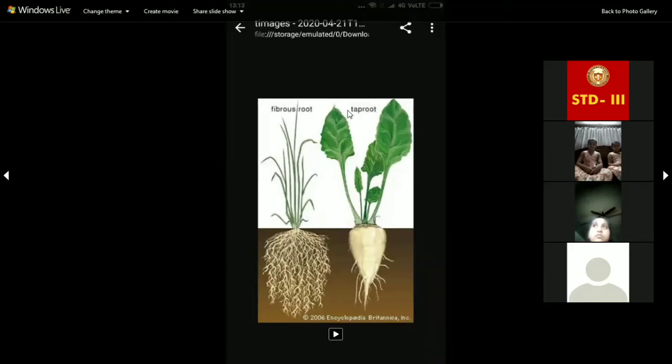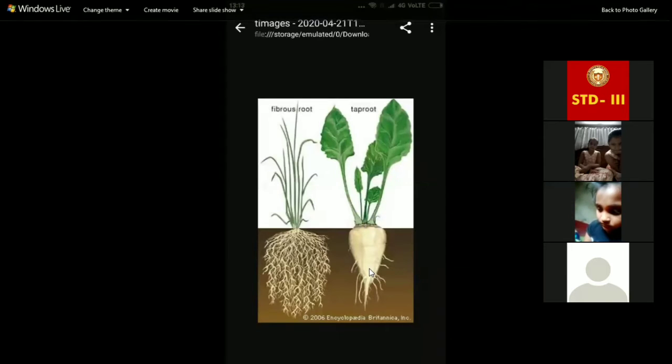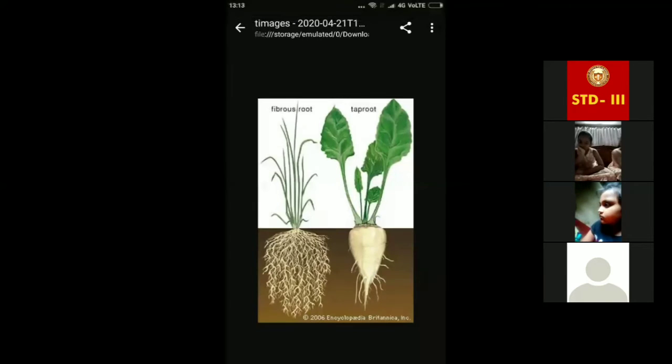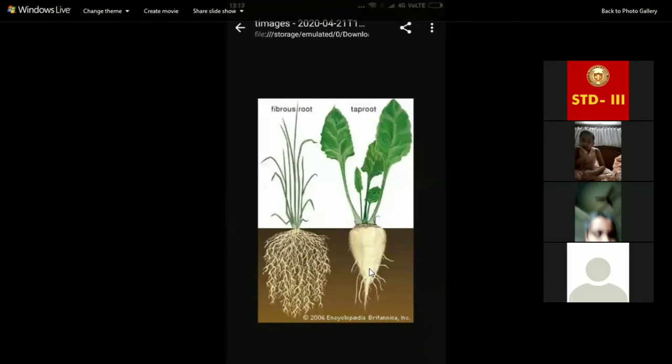Now this green portion is the stem, and from the end of the stem, one strong main root grows. You can see only one strong main root is there, and from that main root many small roots grow. You can see many small roots here, 1, 2, 3, 4, 5, 6, 7. So many small roots are growing from this main root.